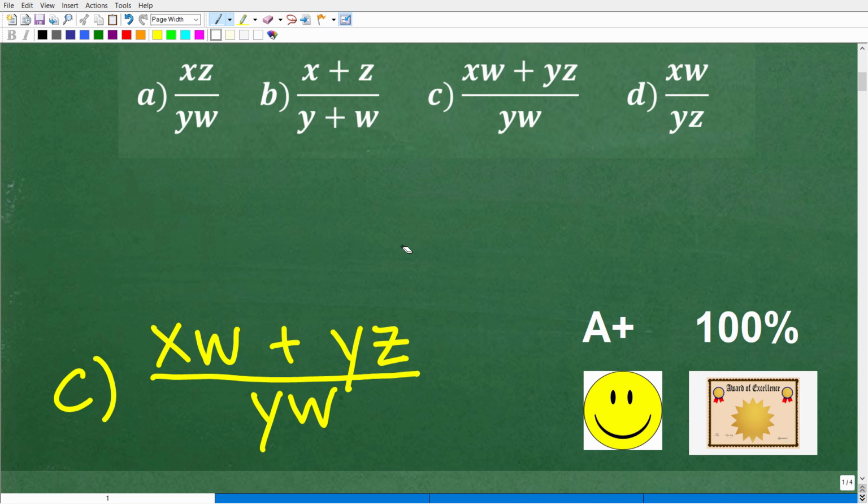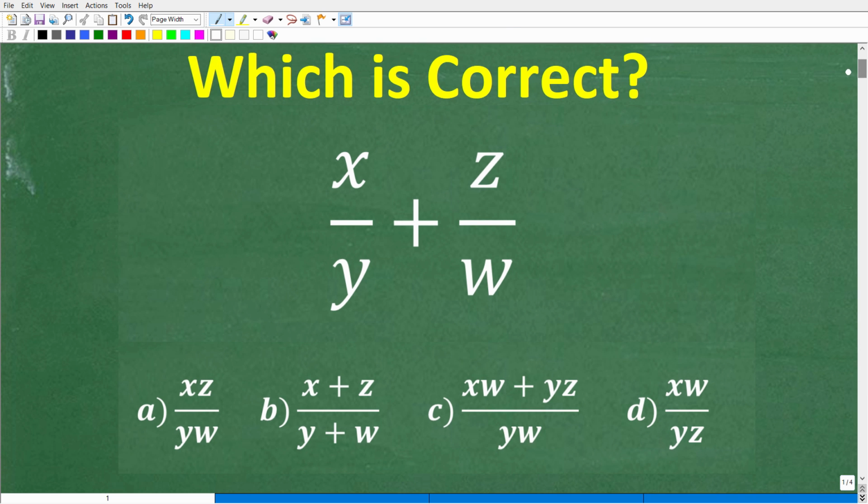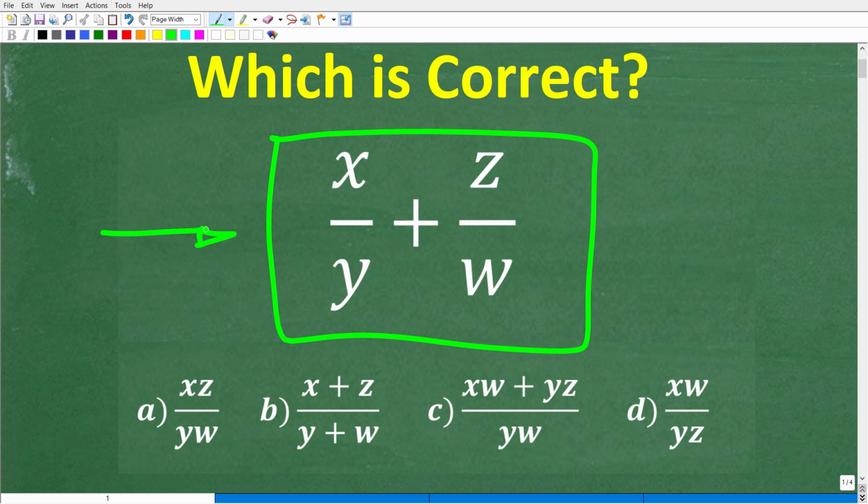All right, now if you got this right, you definitely get a happy face, an A plus, a 100%, and a certificate of excellence because you definitely appear to be a certified professional expert, not only in adding fractions, but adding rational expressions. All right, so this is a fancy math term here, rational expressions. Now, for those of you that are actually studying algebra, we don't describe these fractions here as quote unquote fractions. Of course, I'm calling them fractions, but really, these are called rational expressions.